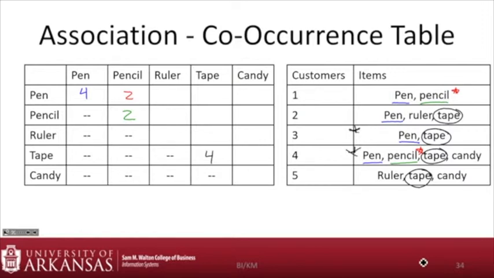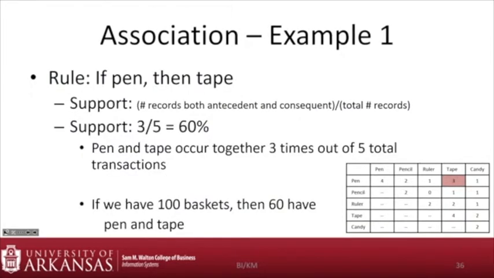1, 2, 3. So 3 times for pen and tape. Alright. So if we were going to do the support, how many records do we have where we have pen and tape together out of the total number of records? So we have 5 records total. How many do we have pen and tape together? 3. So 3 out of 5.